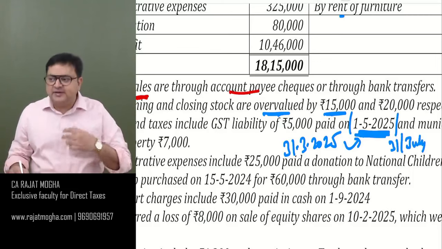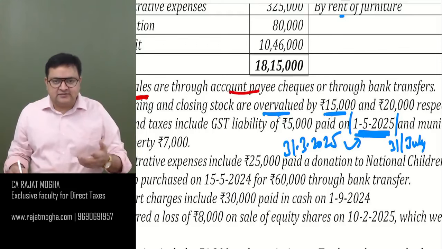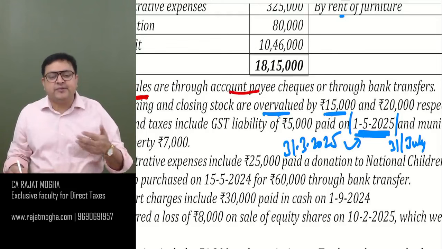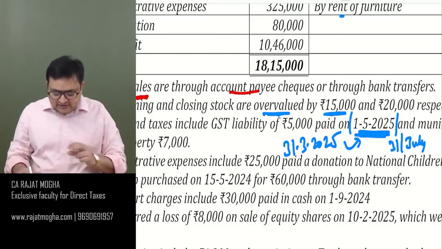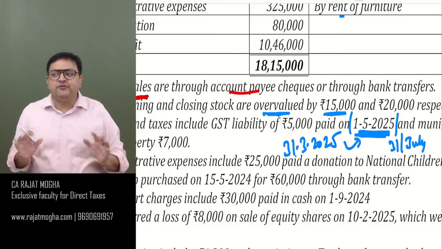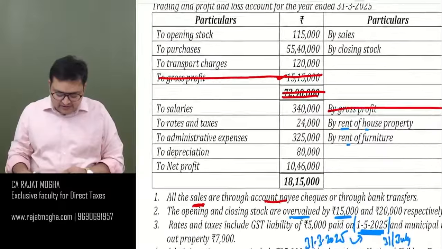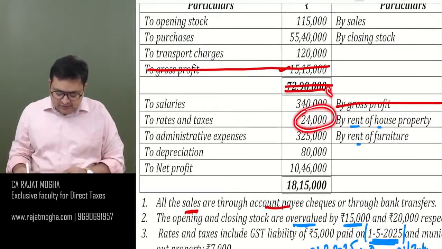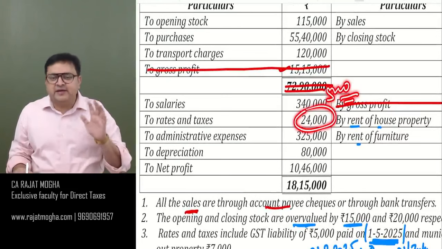So 43B says that in case of any taxes, they should be allowed if they are paid up to the due date of ROI. So it is paid up to the due date of ROI, so it's perfectly fine with us. We don't have any issue. Unnecessarily, the examiner is confusing you. So tell me, if 5,000 is debited over here, will you do anything or is it correctly debited?